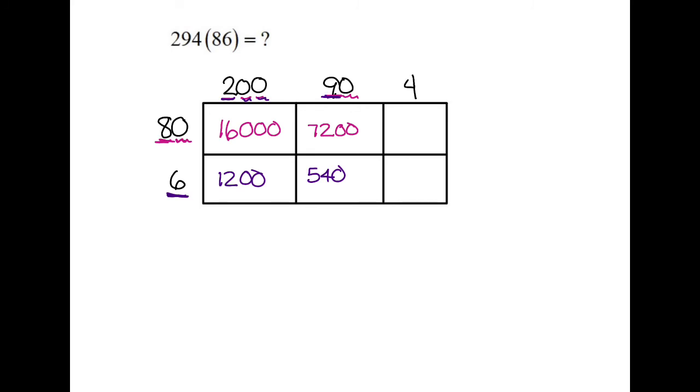Last column, so 80 times 4 is going to go right here. So 8 times 4 is 32, and the 1 zero that we left off. And now 6 times 4 is just 24, right? Whoops.